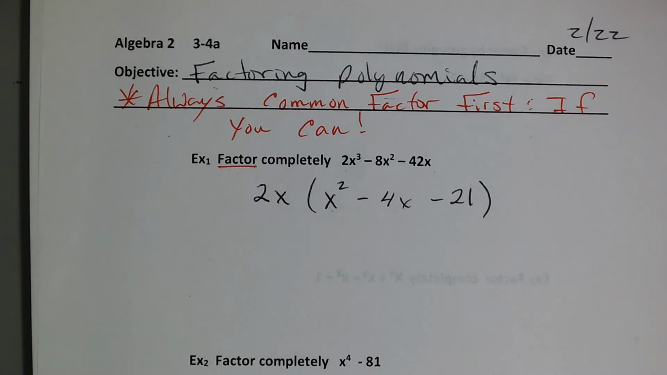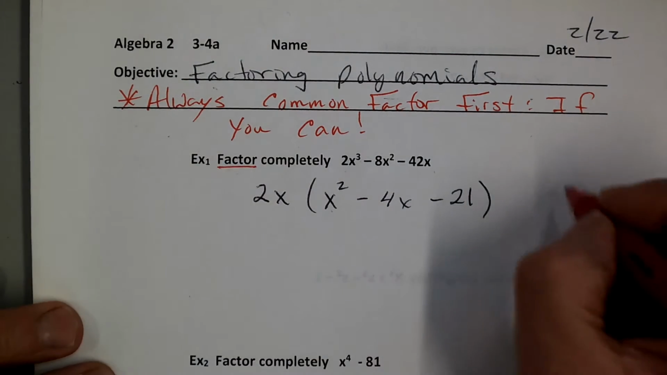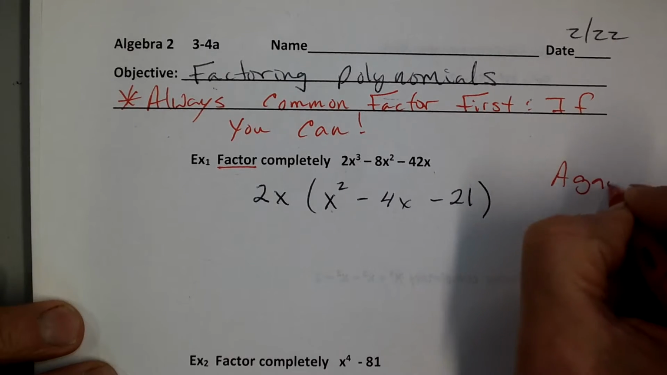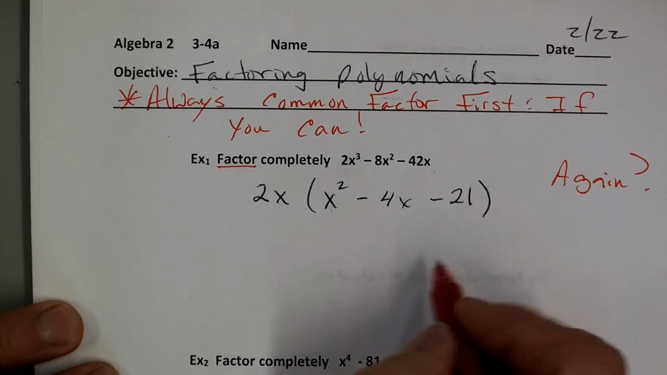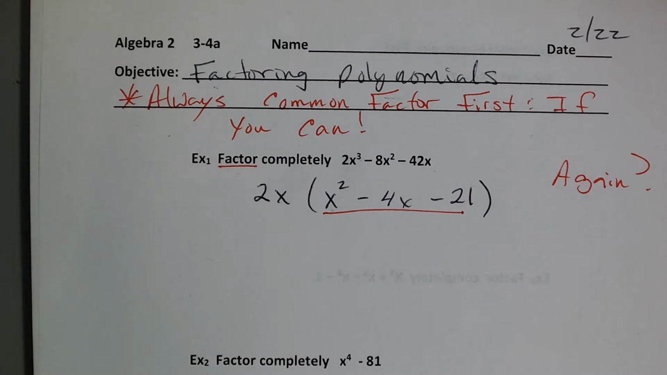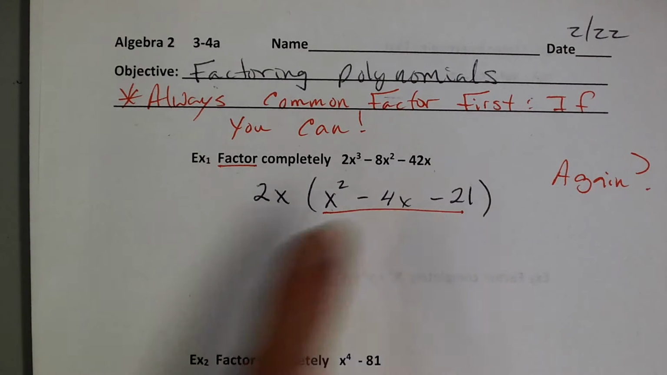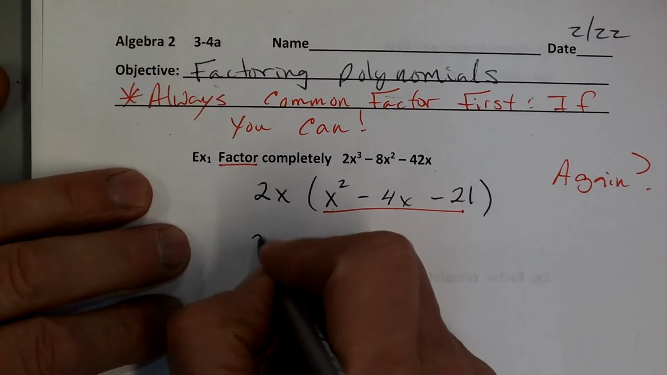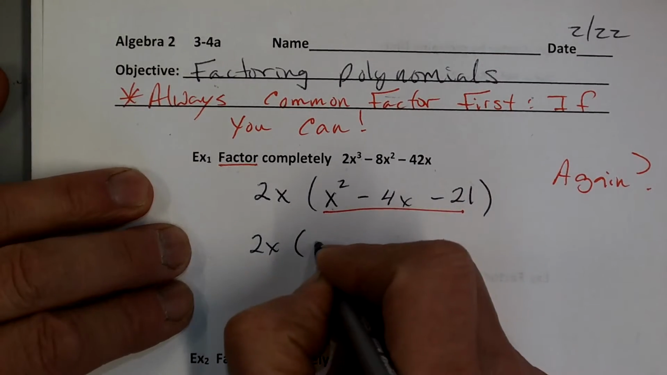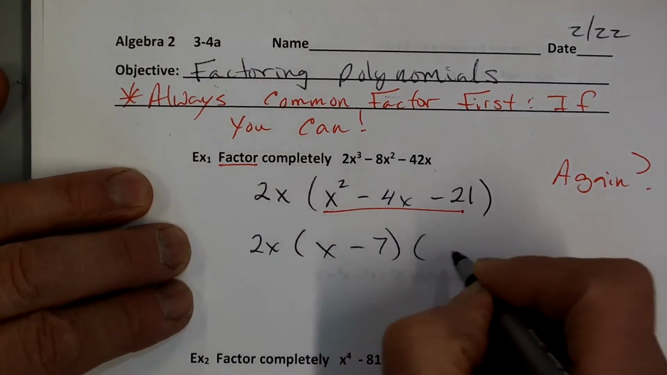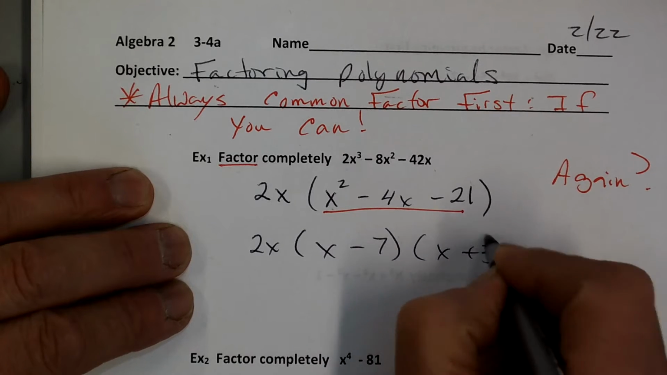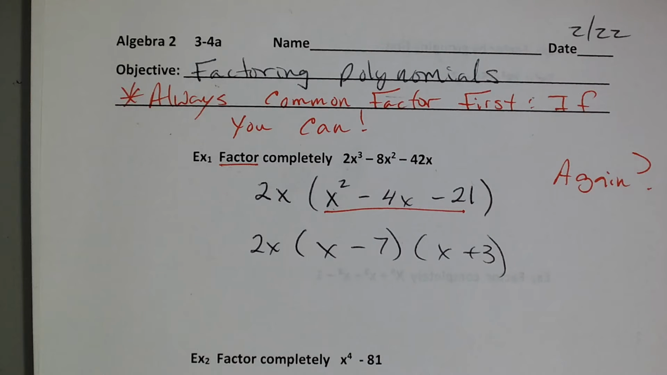Now, can it be done again? Sure, I can factor again because that's a trinomial. I know 7 times 3 makes 21, but negative 7 and a positive 3 would make the negative 4, right? So I can factor this again. Don't forget the 2x. Then I have x minus 7 and x plus 3, and that is completely factored, right?